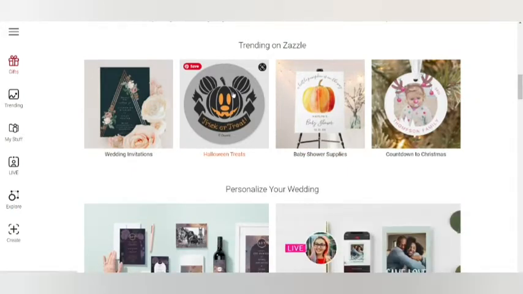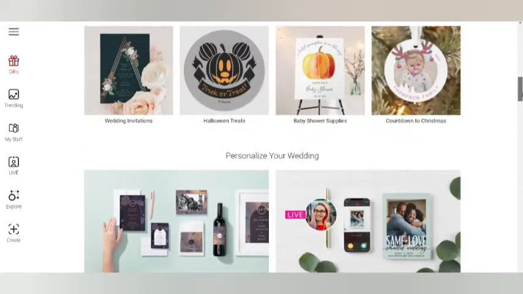And we are almost around Halloween. People are still purchasing that, so it's trending. That's why the pumpkin is trending even in baby showers as well. The wedding invitation is kind of an evergreen niche.